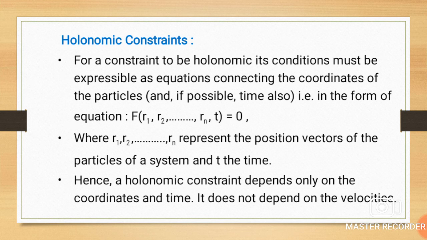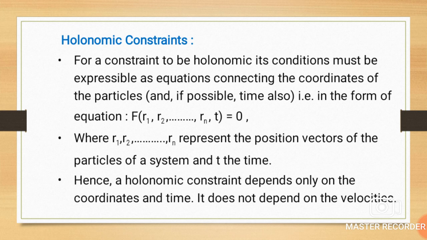We know that for a particular system we require coordinates to describe the system, either Cartesian coordinates, polar coordinates, spherical polar coordinates, or cylindrical coordinates. So this constraint is known as the holonomic constraint, which is expressible in the form of equations such as f(r1, r2, up to rn, t) = 0, where r1, r2, up to rn represent the position vectors of the particles of a system, and t is the time.